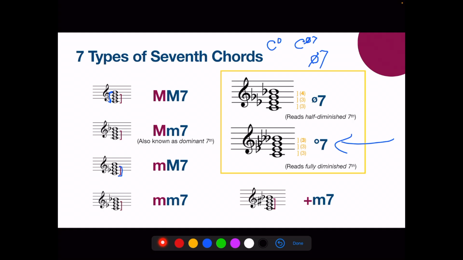So please make sure that you remember these 7 types of 7th chords. It will be extremely important for the assignments that follow this module.